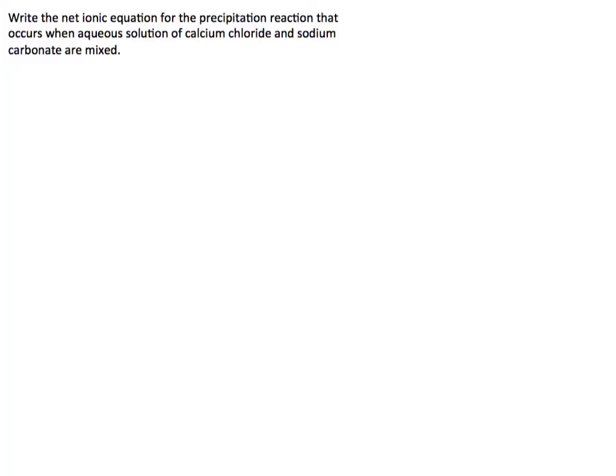Alright, practice problem 4.5. Write the net ionic equation for the precipitation reaction that occurs when aqueous solutions of calcium chloride and sodium carbonate are mixed. Right off the bat we know this is a precipitation reaction, right? So we're going to form some kind of precipitate.